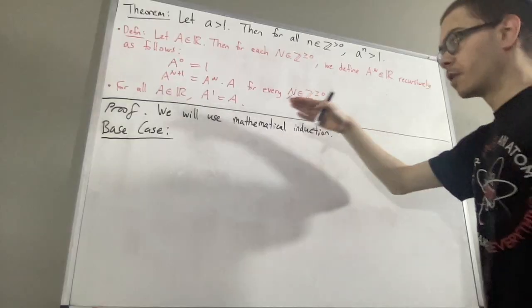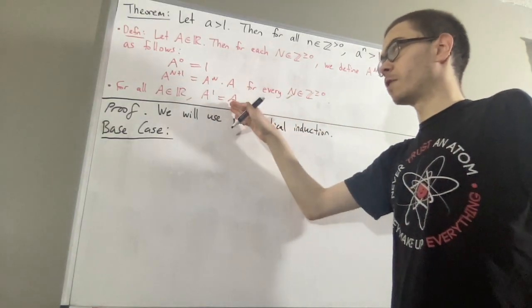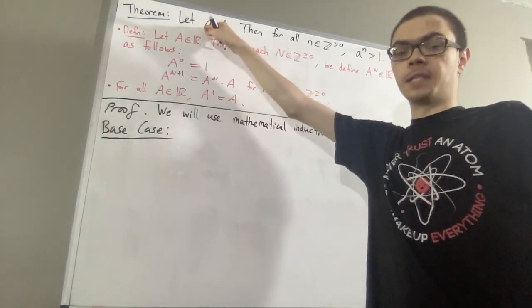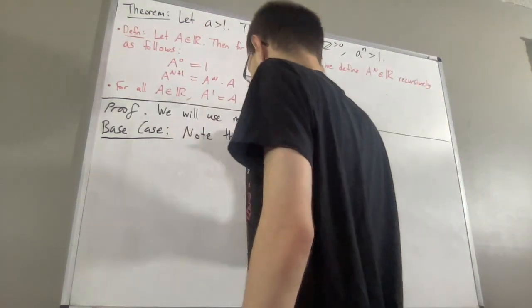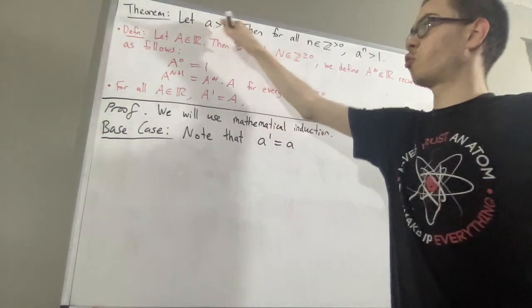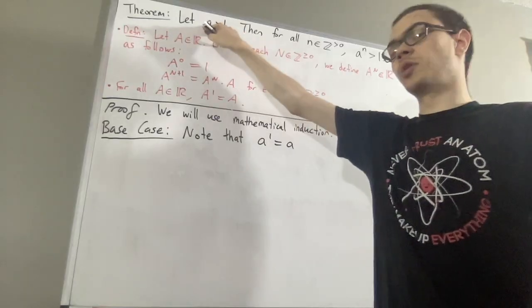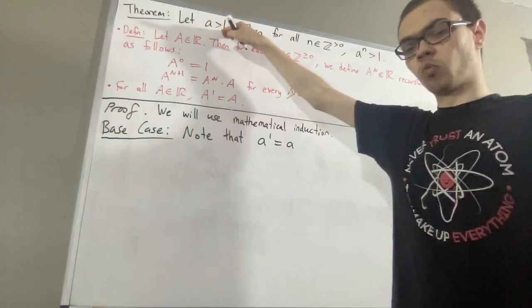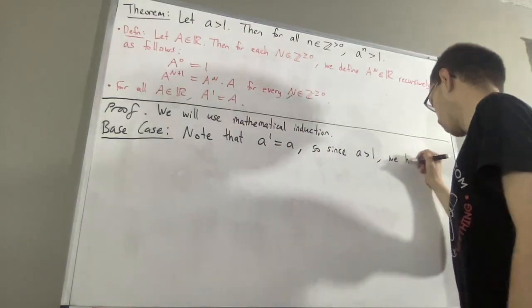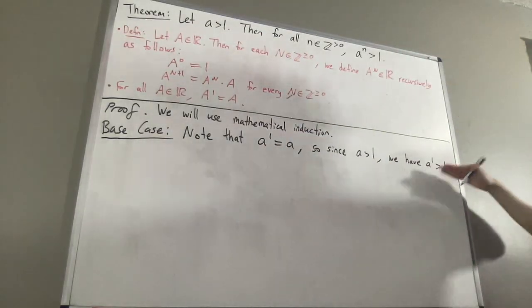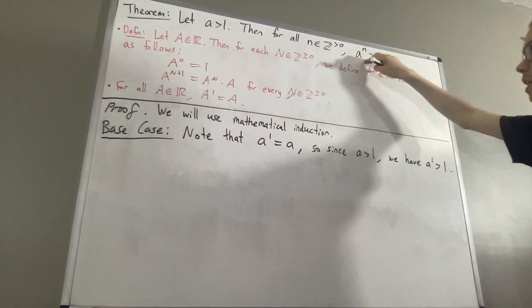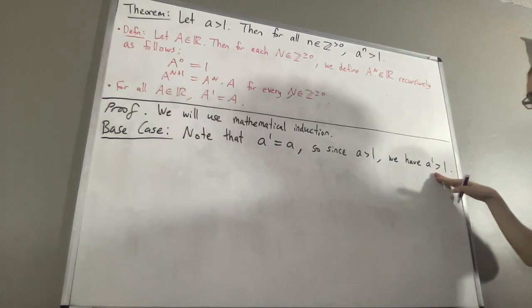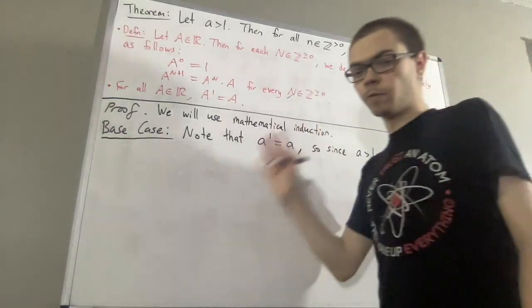Now we know any real number to the power of 1 is itself. So a to the power of 1 is a. And since a is greater than 1, we can substitute a for a to the power of 1. We have a to the power of 1 is greater than 1. And that's it. We have shown that this is true in the case where n is equal to 1. So this completes the base case. Now let's move on to the induction step.